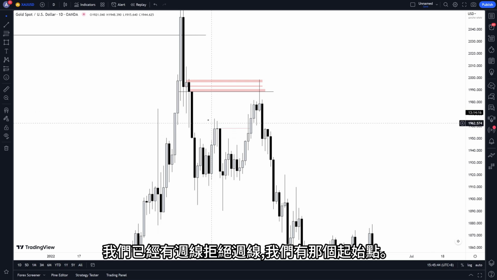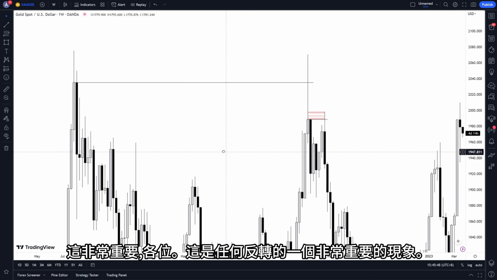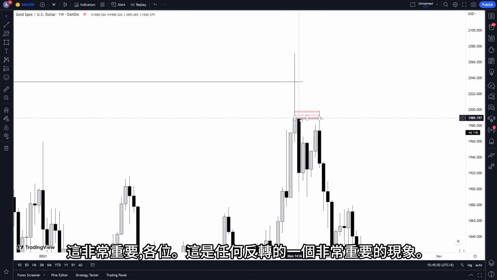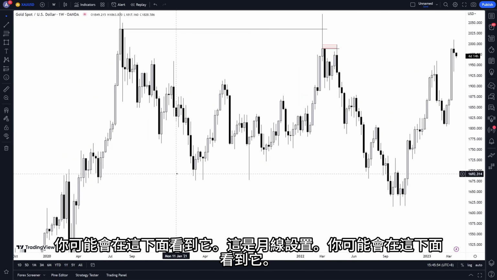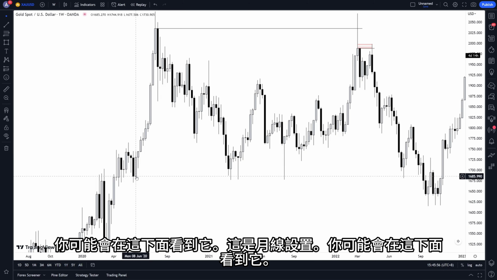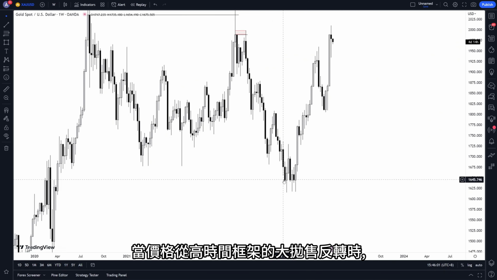The reason why it's not too high probability is because we already have ourselves the weekly reject weekly, and we have that point of origin. This is very important, guys. It's a very important phenomenon for any reversal. You'll see it here. You may see it here, right? You may see it down in here. This was a monthly setup. You may see it down here.